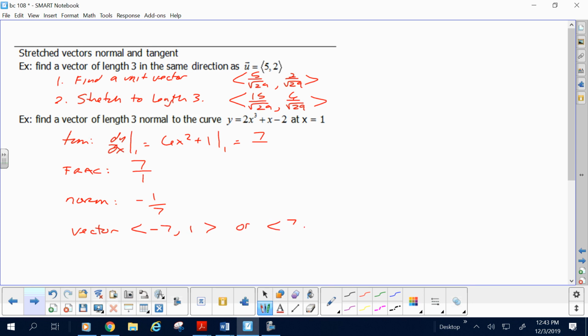7 has to be first and 1 has to be second, but the negative could go on either one. Now let's make it a unit vector by shortening it up, dividing by root 50. Negative 7 over root 50, 1 over root 50. Now let's stretch it out. What do we multiply by to make it length 3? 3. So we get negative 21 over root 50, 3 over root 50. If I had the time, I could do the Pythagorean theorem on that, but it better be 3. Follow me?